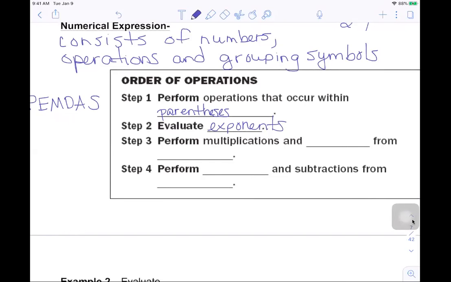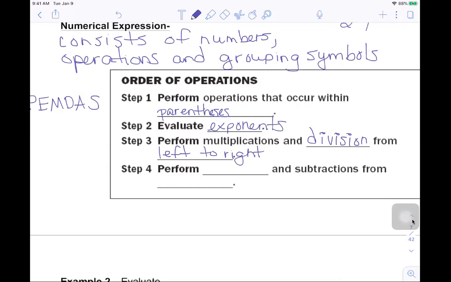The third step, what do the M and the D stand for? Multiplication, division. Perfect, nice, Michael. Multiplication and division. Now, this one's weird. It says perform multiplication and blank. So Michael just said division. So we're performing multiplications and divisions from blank. And there's a way to perform them, and it's from left to right. So when we're doing multiplication and division, we do them the way you read a book, where we read words from left to right.